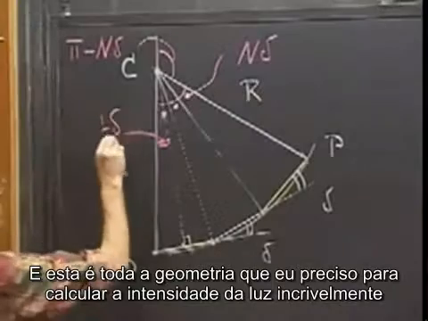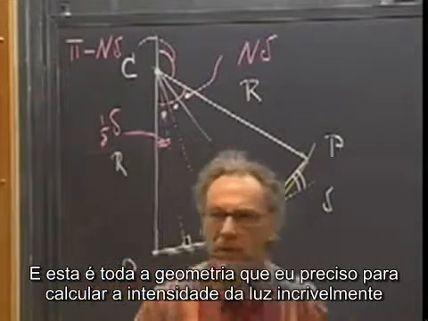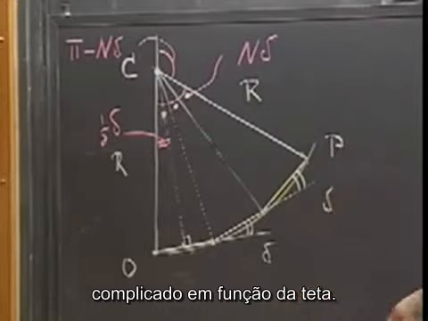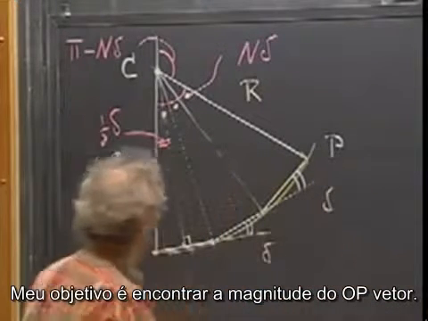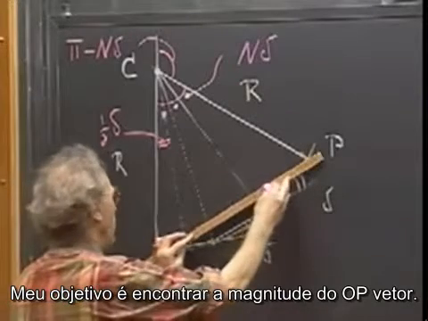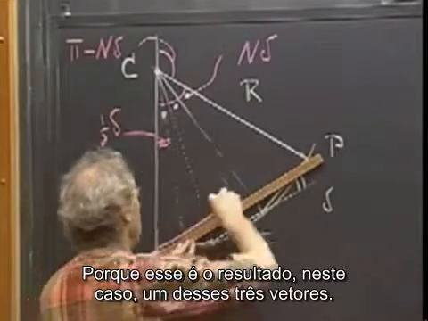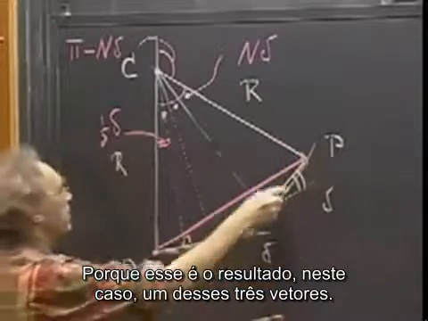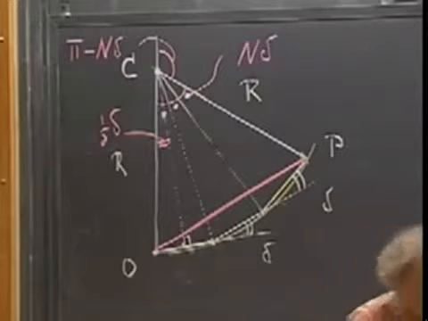And this is all the geometry that I need to calculate the incredibly complicated light intensity as a function of theta. My goal is to find the magnitude of the vector OP, because that's the result in this case of these three vectors, but I will make my calculation as if there were n.